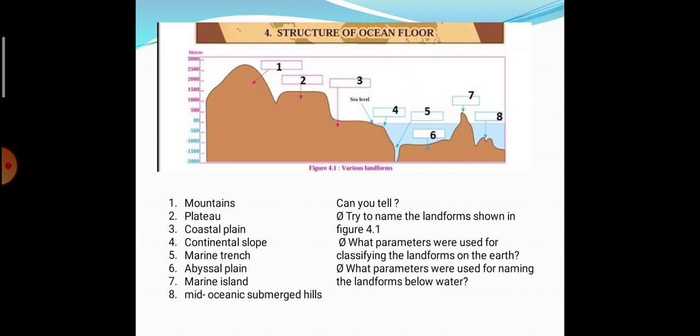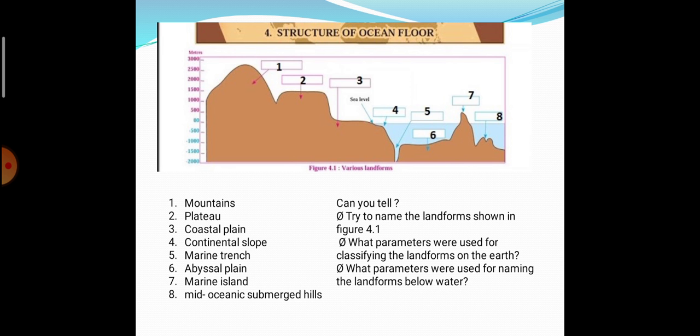So, the first question is already answered. Next one. What are the parameters used for classifying the landform on the earth? Parameters means the unit, or with respect to what the landforms are classified. Of course, on the earth it is on the basis of altitude or height. Mountains in meters, hills in meters, plateaus in meters, etc.